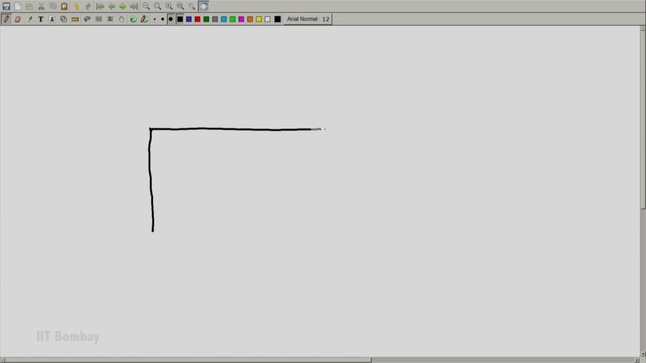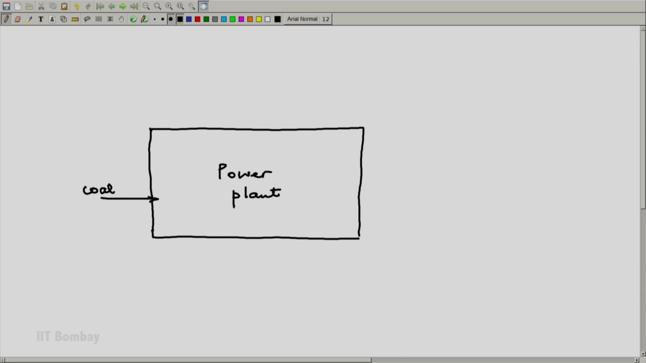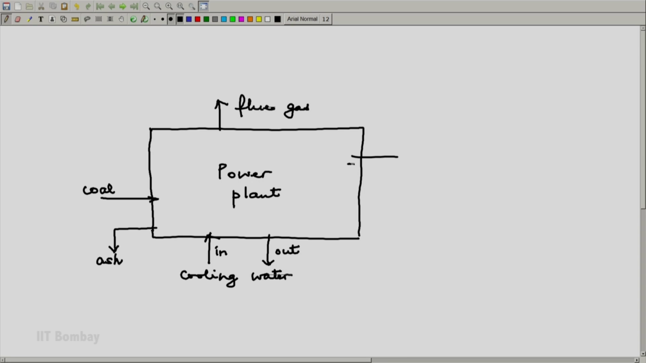We may consider the whole power plant as our system. It will be an open system because it takes in coal, throws out through the chimneys and exhaust. Because it is coal, it may contain some ash which does not get burnt, so ash is also discharged. Then you have cooling water going in and cooling water going out. And then of course you have energy output as electricity.